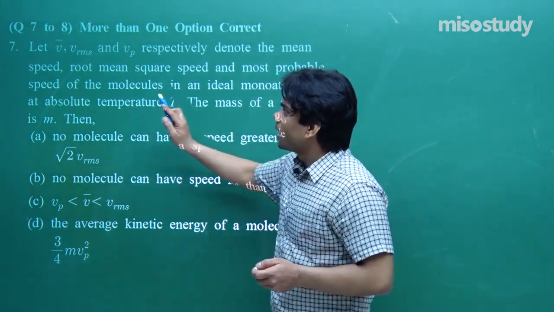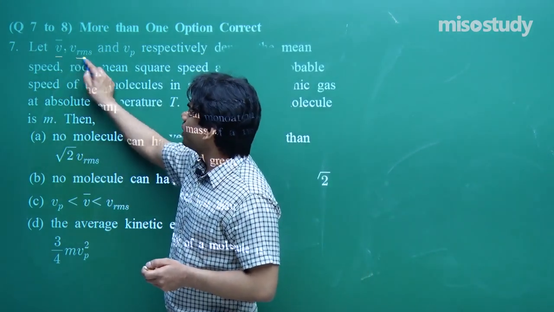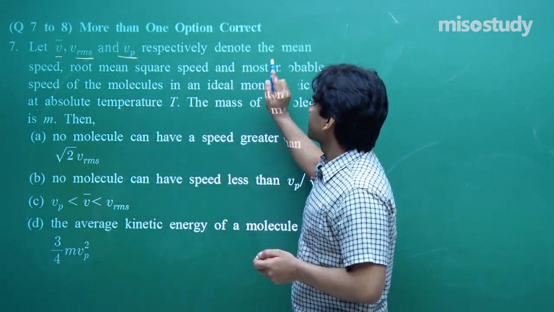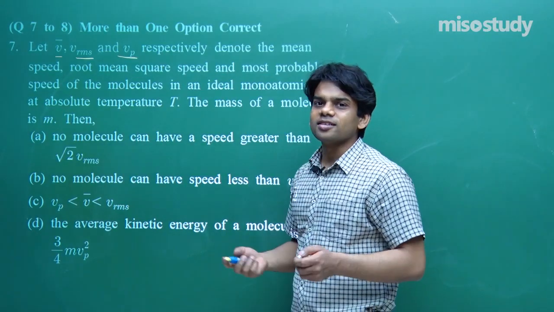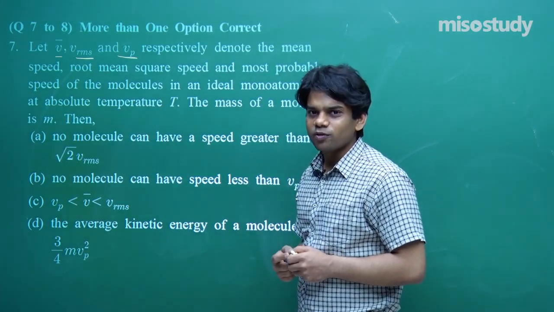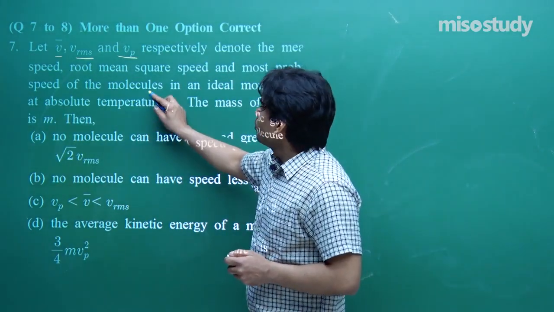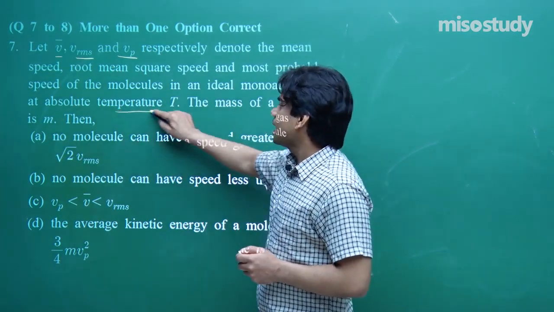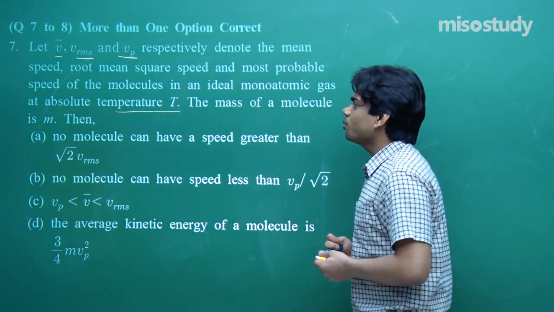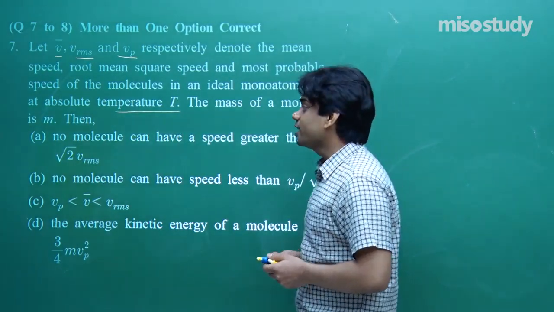Let V bar, that is V average we are talking about, V RMS and V probable, respectively denote the mean speed, root mean square speed, and most probable speed. That is generally the symbol for all these three kinds of speeds of the molecules in an ideal monatomic gas at absolute temperature T. So monatomic gas, temperature T is provided, the mass of a molecule is m.